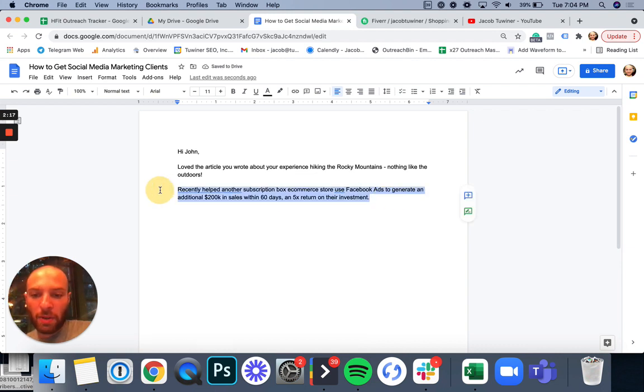But essentially, what you want to do here is plug in your own case study. So a case study, by the way, is like recently helped company with service which resulted in outcome or benefit within timeline. So you can plug any social media marketing into this, so whether it's LinkedIn, Twitter, Instagram, Facebook, I don't know what other social media people are using these days, Snapchat, whatever, and you can target any market you want, whether it's e-commerce or whatever.